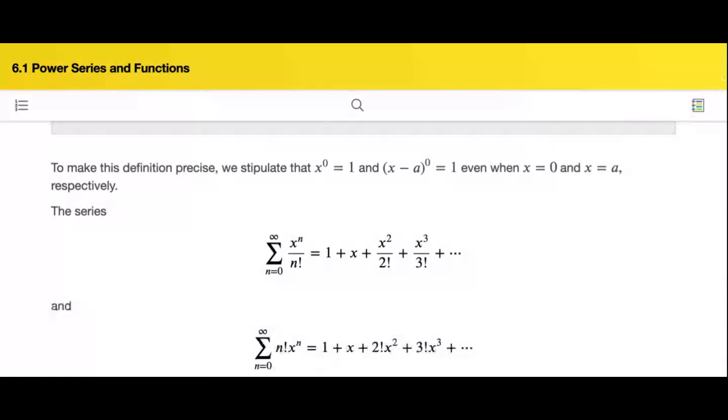To make this definition precise, we stipulate that x raised to 0 equals 1, of course, and (x minus a) raised to 0 equals 1, even when x equals 0 and x equals a respectively. So the series sum of x^n divided by n factorial: if we write a couple of terms, the first term is 1, the second term is x, the third term is x squared divided by 2 factorial, then x cubed divided by 3 factorial, and so on and so forth.